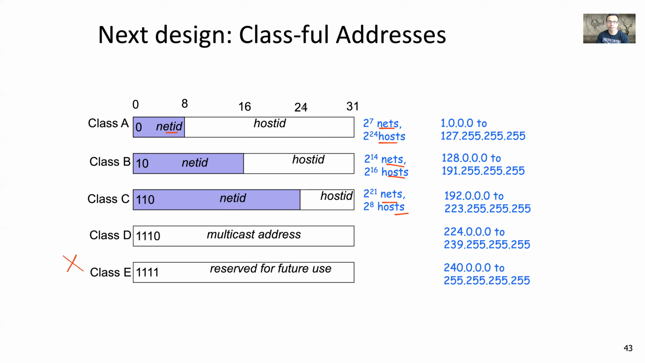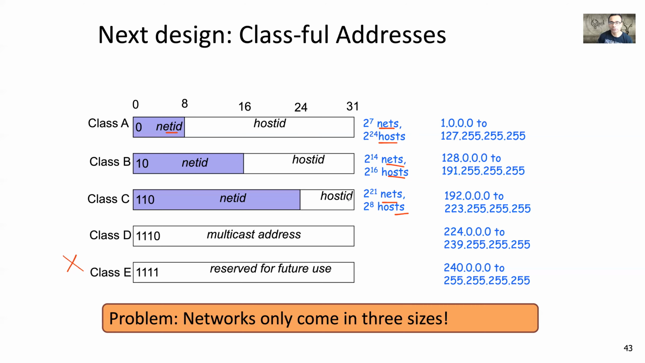So you could imagine this to be large, medium, and small in a sense. If you wanted a large network, you would ask for a class A address. If you wanted a medium-sized network, you would ask for a B. If you wanted a small one, you would ask for a C, right? So that was the logic. But again, yes, this was better than just having one fixed size.